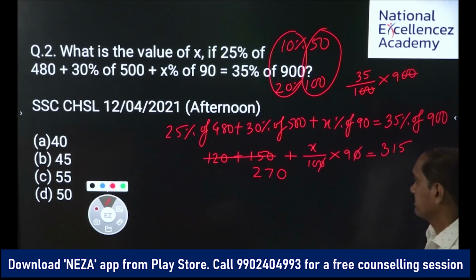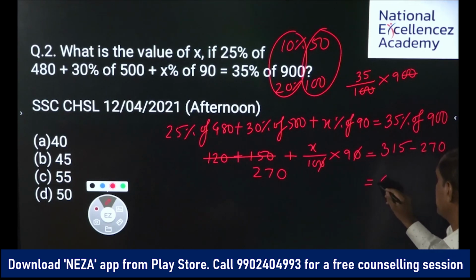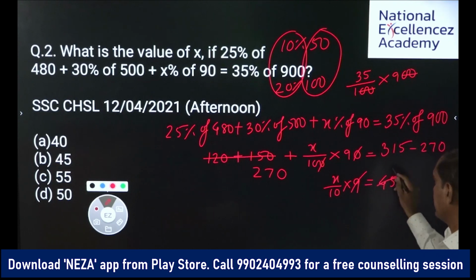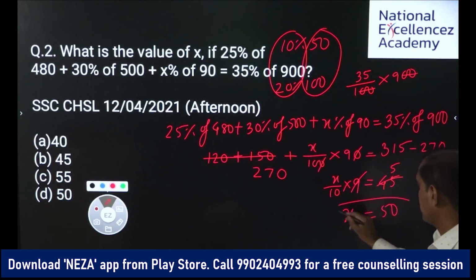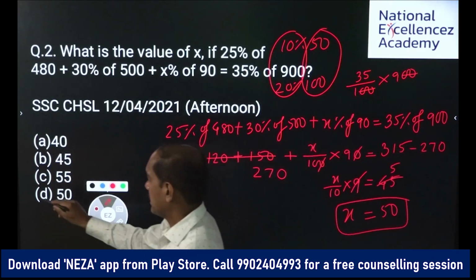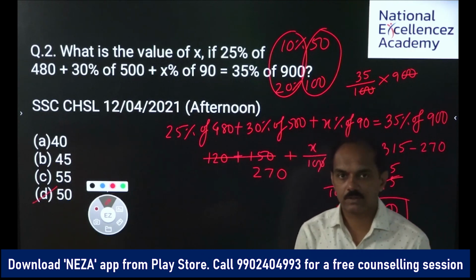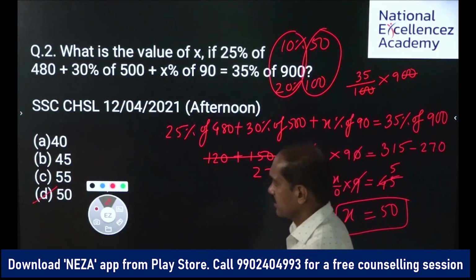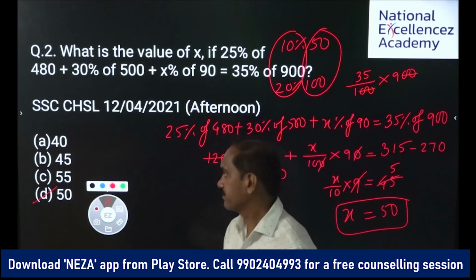0 you can strike out. Shift 270 to the other side, minus 270. So 315 minus 270 gives you 45. Now you came till here. 9 ones are 9, 5s are 45. We want x. Shift 10 to the other side. 10 into 5, 50. So the last option should be marked. This is how we can simplify the things. Okay, this is basically a problem on simplification, right?